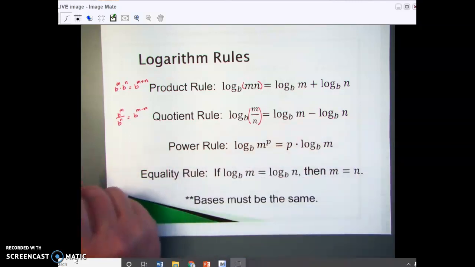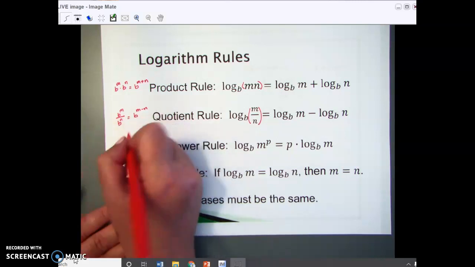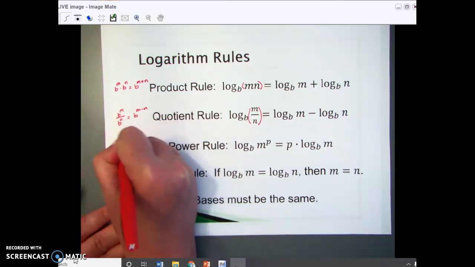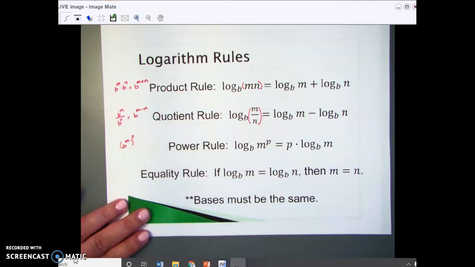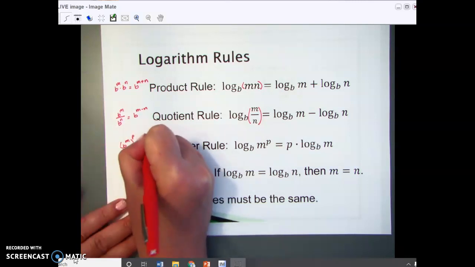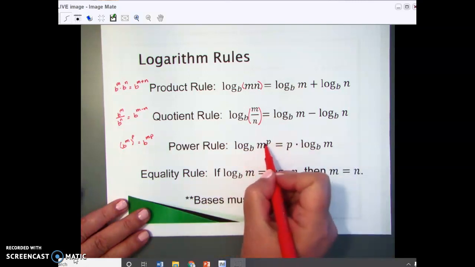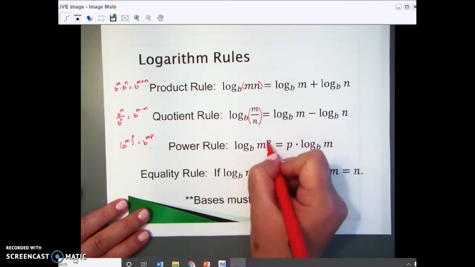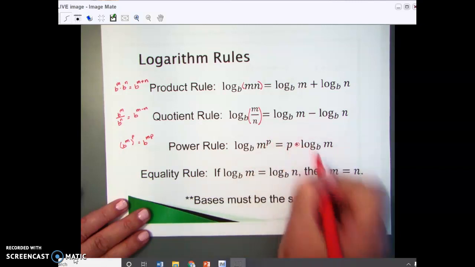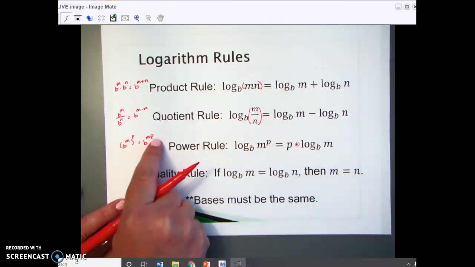So the power rule, this is saying if I have b to the m all to the p power, then we call that b to the mp power, right? And so notice here, where I have the log base b of m to the p power, this p becomes a product, because when I have a power of a power, I multiply.